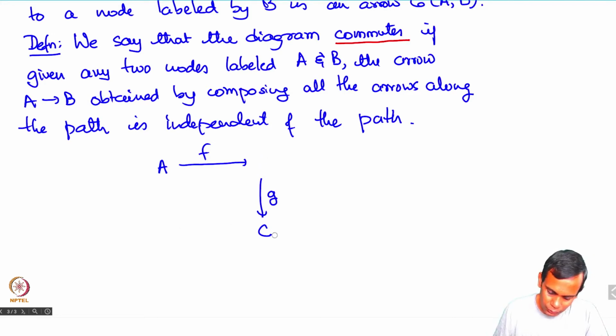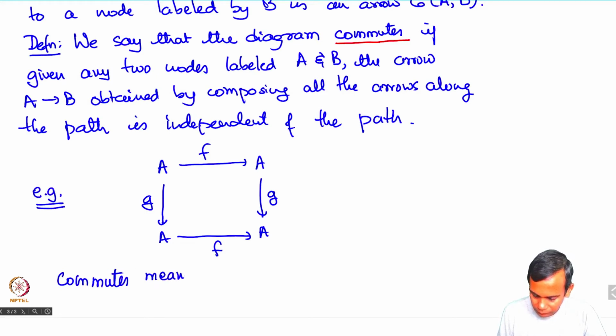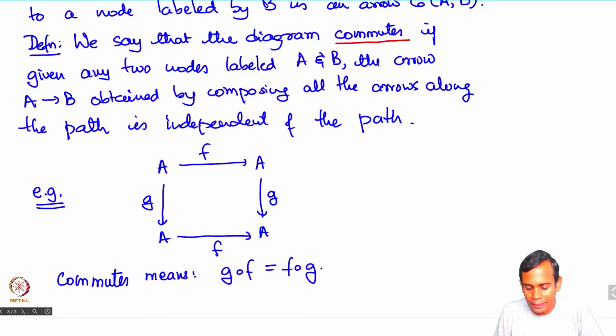now let's take all these nodes to be the same. So I have A to A, A to A. This is probably the right way to do it. And I have G and I have F. So if these are all arrows, then this diagram commuting means that G circle F is equal to F circle G. So the arrows F and G, which are both arrows from A to A, commute. And this gives you some intuition for why this is called commuting. But of course, it's a much more general phenomenon.